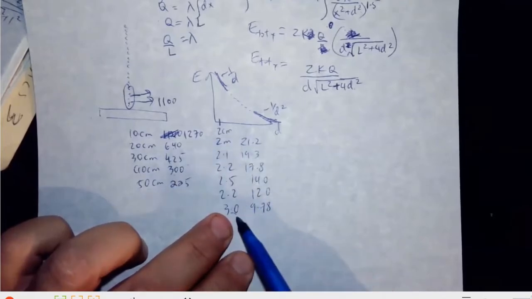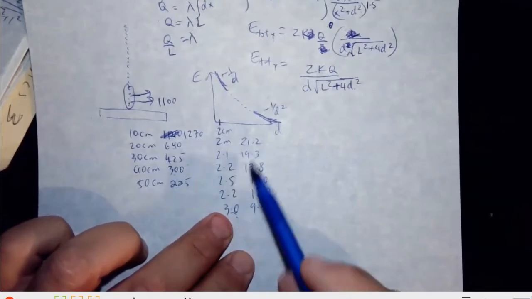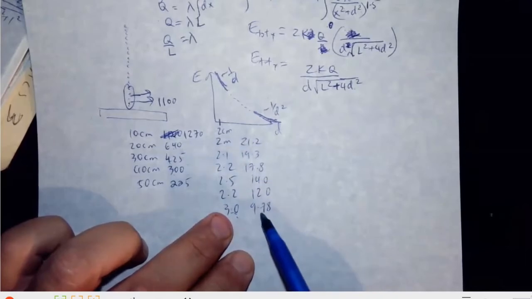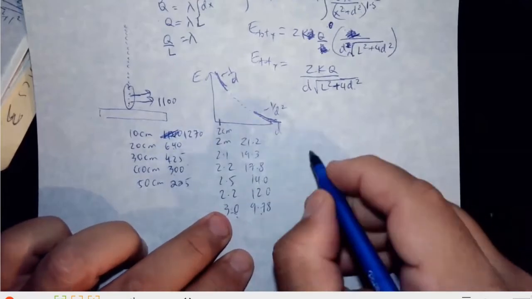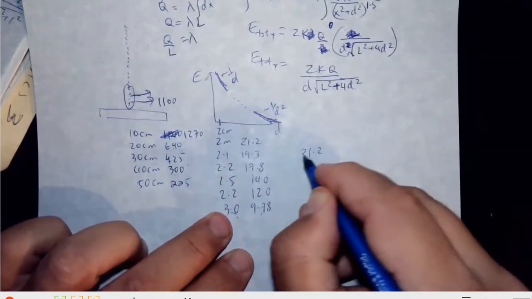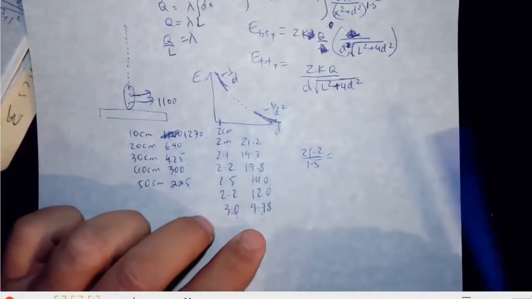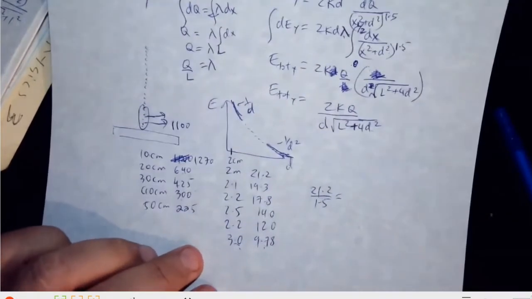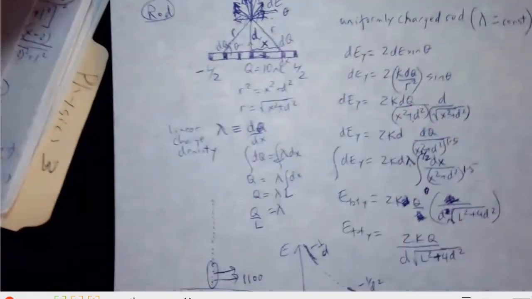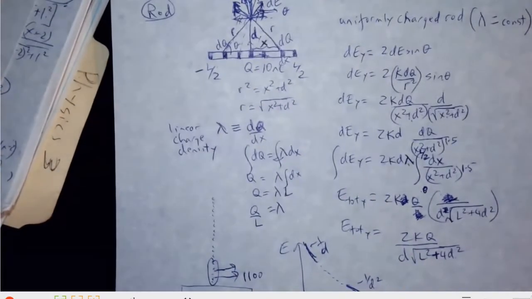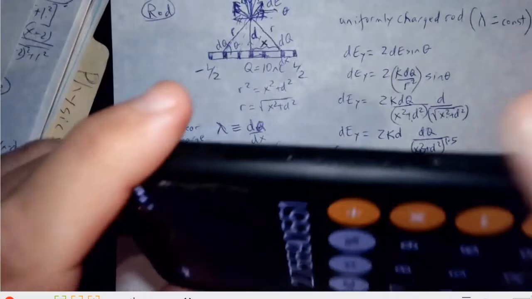If you go from 2 to 3, you're increasing the distance by a factor of 1.5, right? So the electric field would decrease by 1.5 if the behavior was linear. So 21.2 divided by 1.5. If this number is roughly around there, then the behavior is still linear. I don't think it is. Doesn't look linear to me.